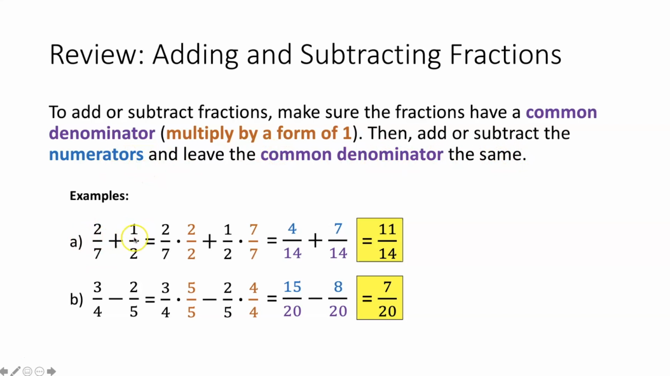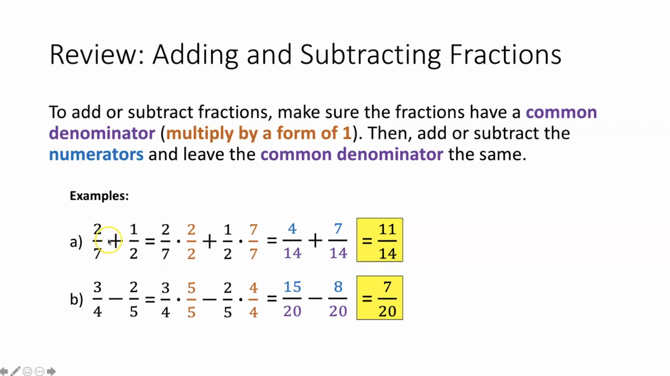So when we add or subtract fractions that do not have a common denominator, we need to make it so that they do have a common denominator. So we often have to multiply them by a form of 1, meaning the same thing in the numerator and denominator. So in this case, when we're adding together 2/7 and 1/2, we need to make sure that the denominator is the same. And the least common denominator between 7 and 2 is going to be 14.